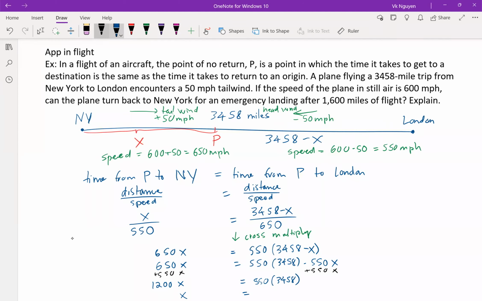And x would be 1584.92. Unfortunately, this is less than 1600 miles. Meaning that the plane already passed the point of no return, which means that it cannot go back.